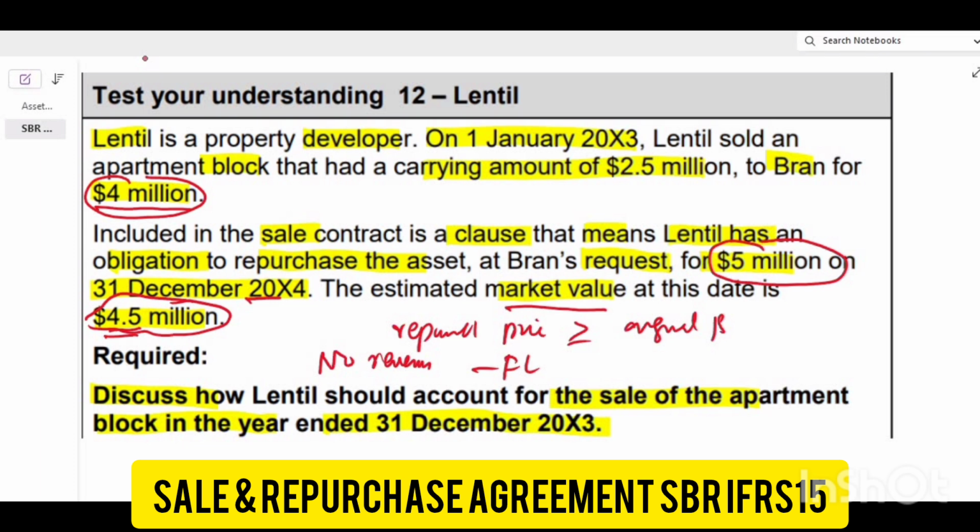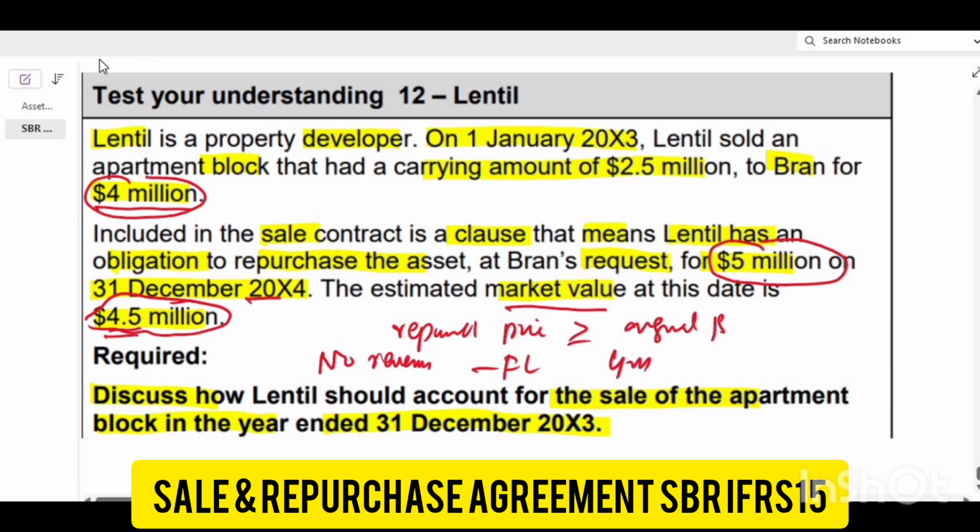And Lentil should recognize the financial liability for 4 million, the amount received from Brain, and amortize this liability over the term of the repurchase agreement. Finance costs should be recognized in profit and loss based on the effective interest rate applied to the financial liability. So this is simply a loan arrangement.